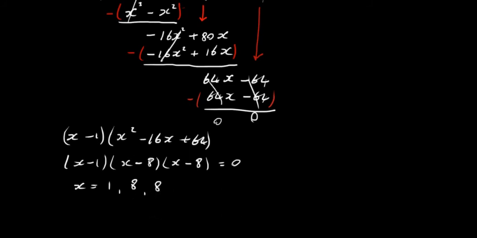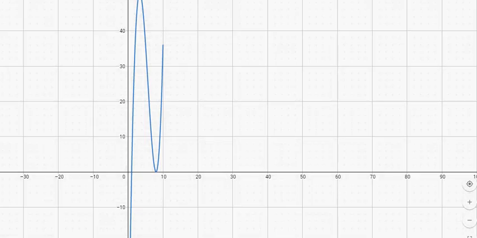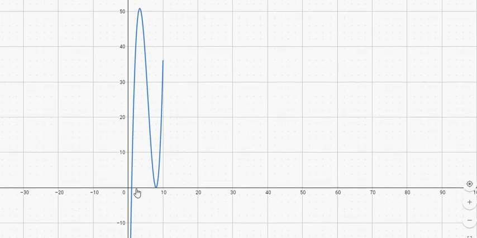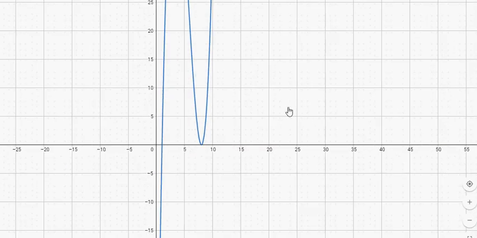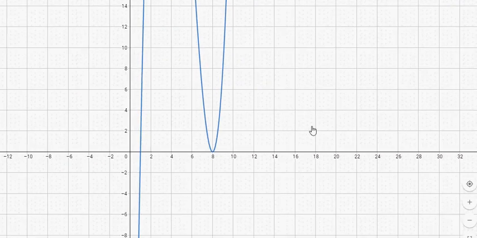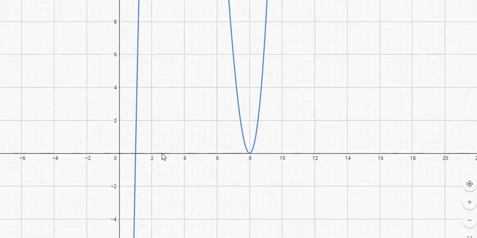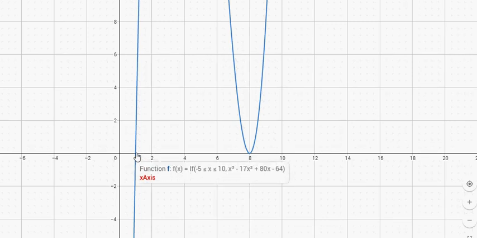So our function really looks something like this. I just plotted it here on GeoGebra, so you can see it. You can see the 3 roots here, and we have a repeated root. If I zoom in here a little bit, you can see where the 3 roots are. You can see x is equal to 1 is one of the roots, and here's our 8, our repeated root. You can see the graph comes down, hits the x-axis, and comes back up again. So we have a repeated root at x is equal to 8.